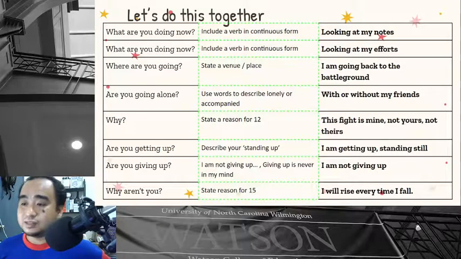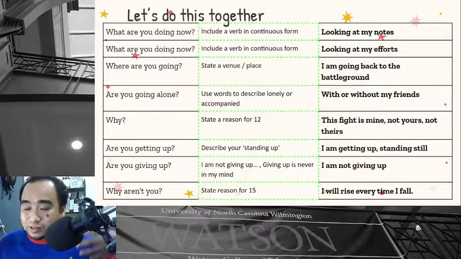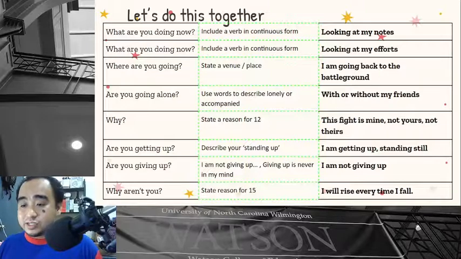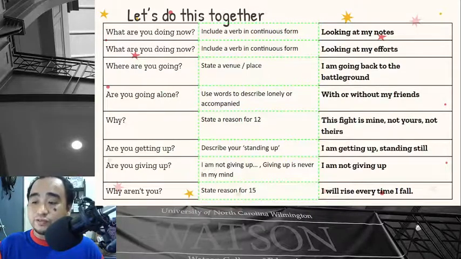For example, looking at my notes, looking at my efforts, both have the verb in continuous form. And then state a venue or a place. I'm going back to the battleground. Okay. Use words to describe lonely or accompanied, with or without my friends. For this one, it can be both. Whether I'm going back with my friends or without my friends. This fight is mine, not yours, not theirs. Okay, so that's the reason you go with or without friends.